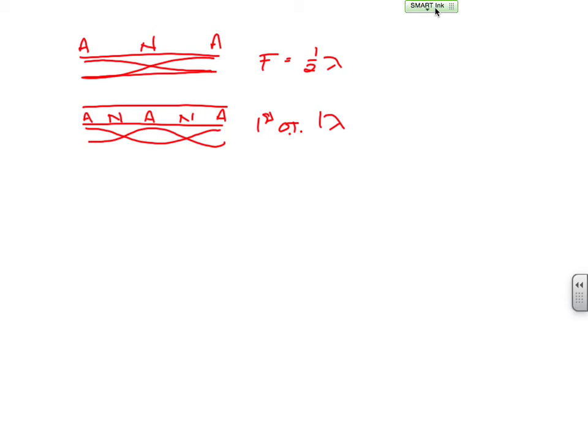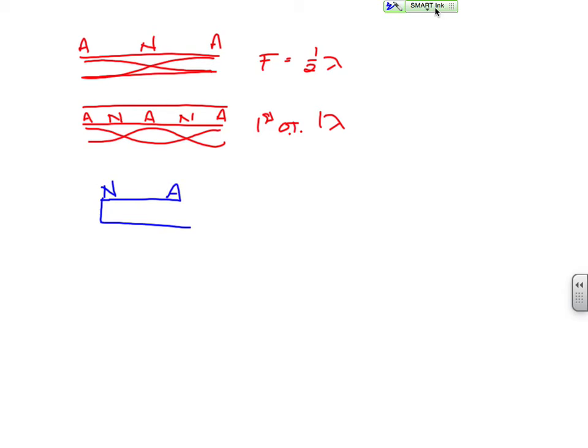Instead of both ends closed or both ends open, we could have one closed, one open. So what happens if we end up with something that's closed at one end and open at the other end? Well, what has to form at the closed end? A node, and the open end has to have a? Now, do I have to have anything in between these two?